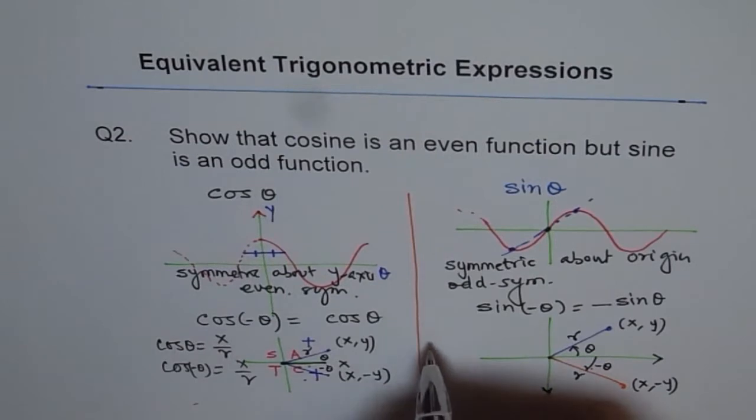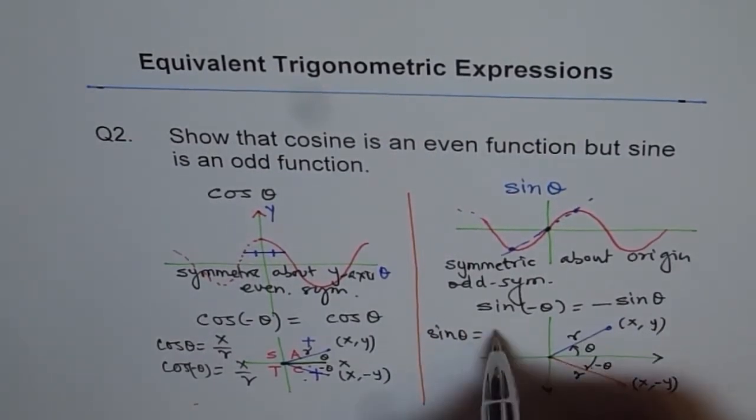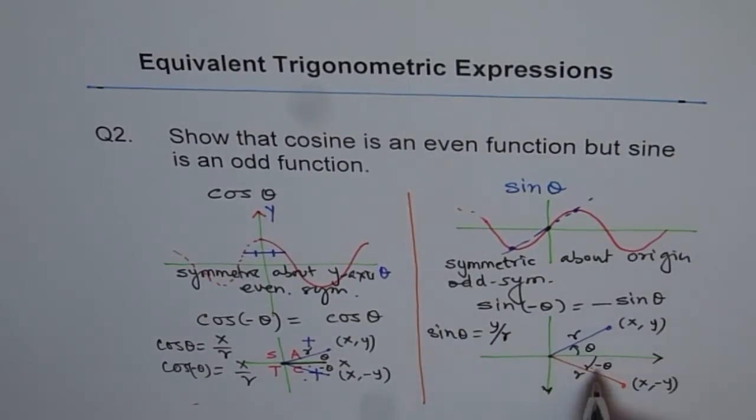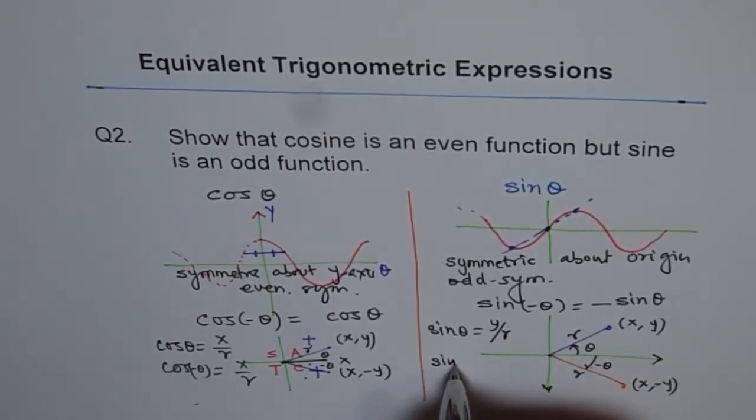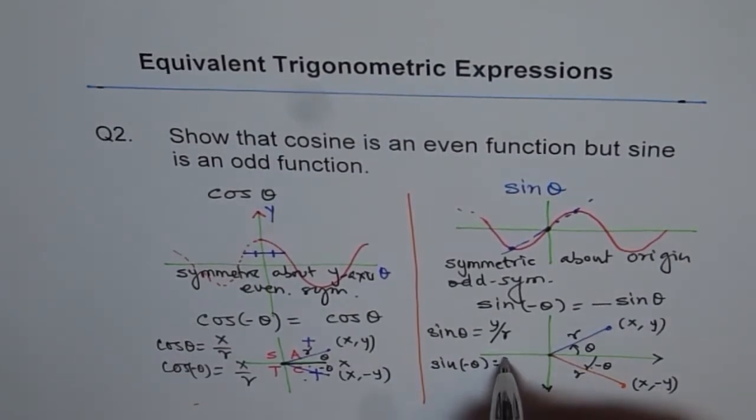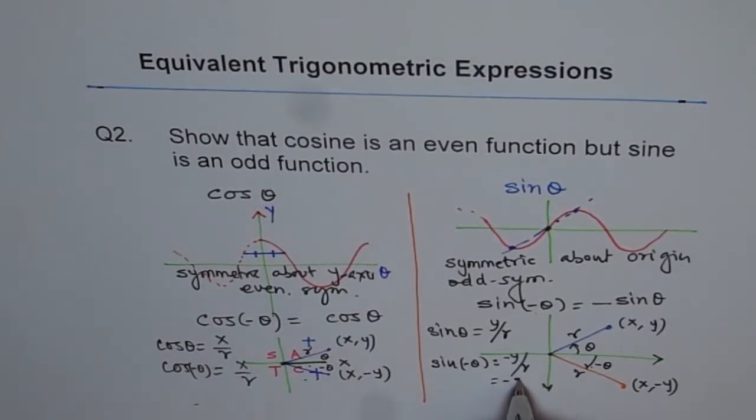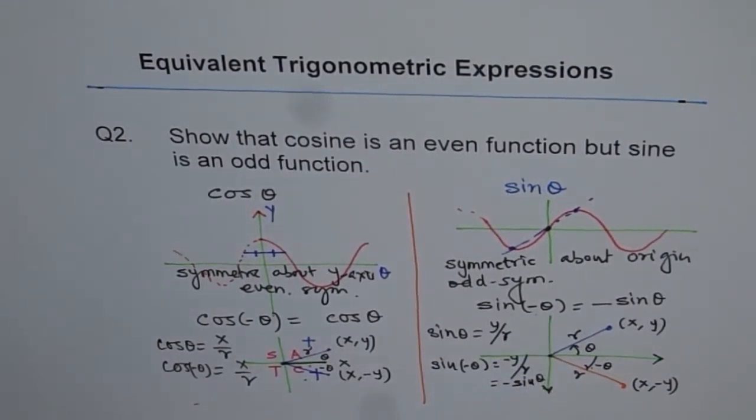Now what is sine of theta? So sine of theta is equal to y over r. What is sine of minus theta? Minus y over r. Do you see that? Minus y over r. And therefore, sine of minus theta is minus of sine theta. Do you see? So minus y over r. That means minus of sine theta. And that means it is odd symmetry. Do you understand? So that is how we do it.